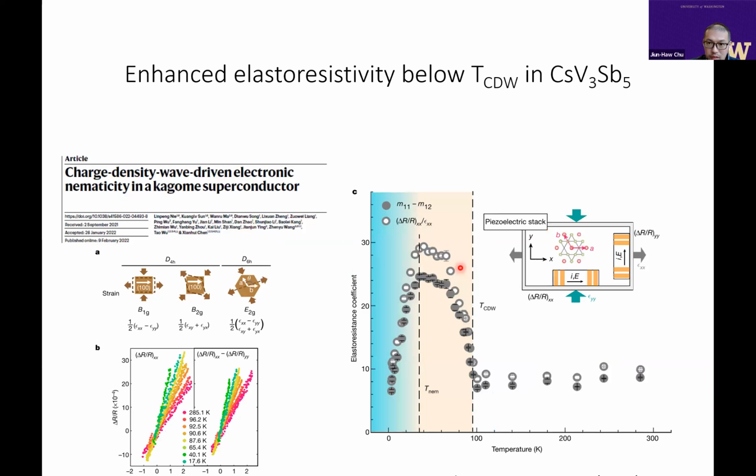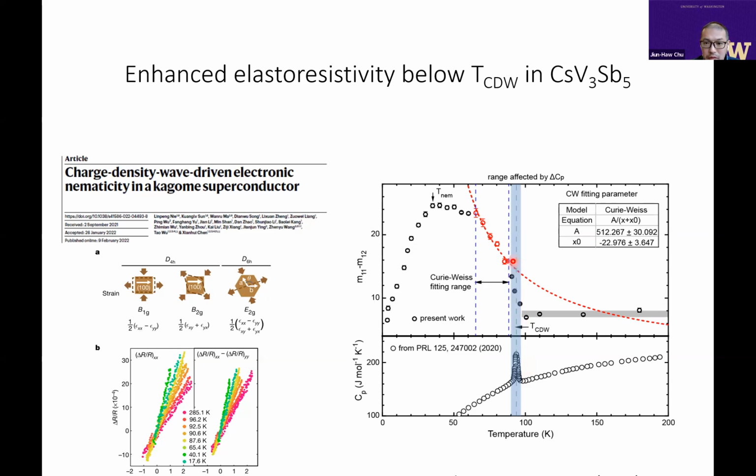So if we go back to the cesium vanadium 3 antimony 5 system and look at their elastoresistivity measurement, first of all, they do see an enhancement of the elastoresistivity, here called M11 minus M12, which is the E2G channel of the D6H group, corresponding to the nematic channel. They fitted these 5 data points with the Curie-Weiss curve and get a Weiss temperature of around 22 Kelvin. Therefore their conclusion is that there is a nematic transition well below TCDW giving rise to this Curie-Weiss-like susceptibility. I'll leave it to you to decide whether this fitting is convincing.